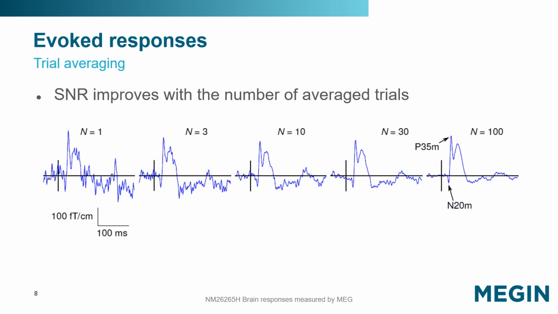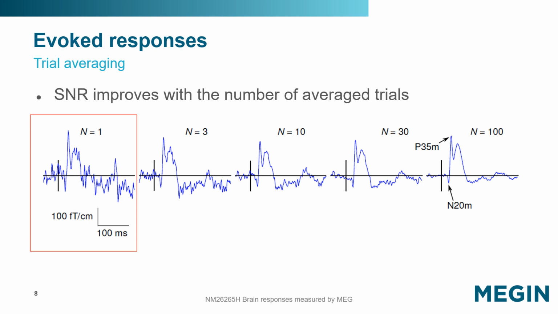Here is an example of improved SNR thanks to averaging. The example shows the evoked response to electrical stimulation of the median nerve at the wrist. On the left is the MEG signal from a single planar gradiometer channel above the S1 hand region of the brain. Here, N is the number of trials that are averaged.